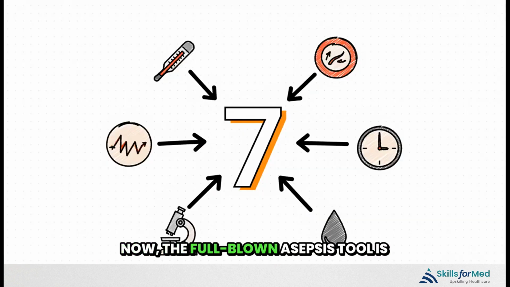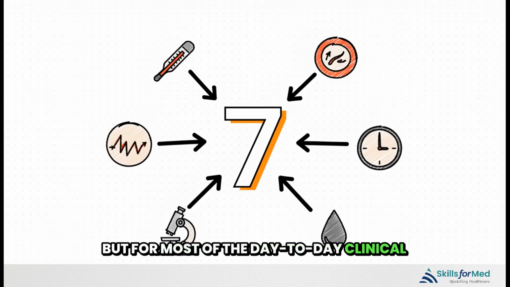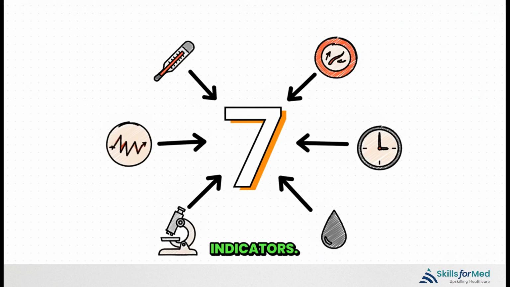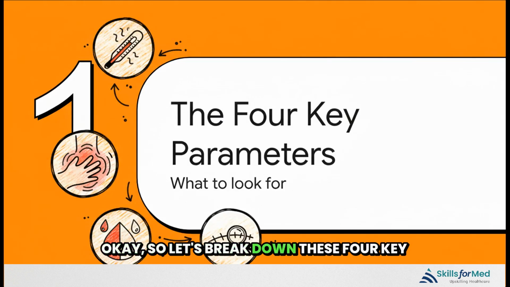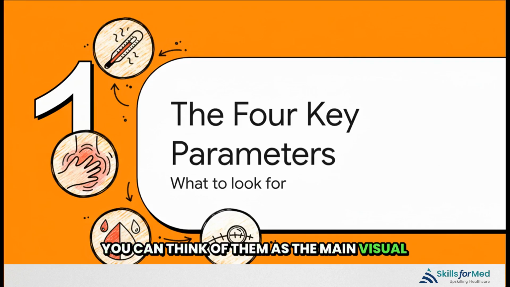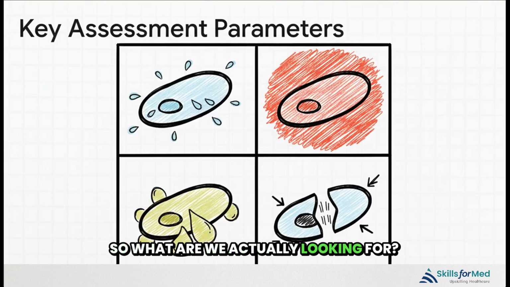Now, the full-blown Asepsis tool is actually pretty comprehensive. It looks at 7 different parameters to get the full picture of a surgical site infection. But for most of the day-to-day clinical work, the focus really narrows down to a core group of the most important indicators. Okay, so let's break down these 4 key parameters. These are really the backbone of the whole assessment. You can think of them as the main visual clues that tell the story of how a wound is healing or not healing. So, what are we actually looking for?